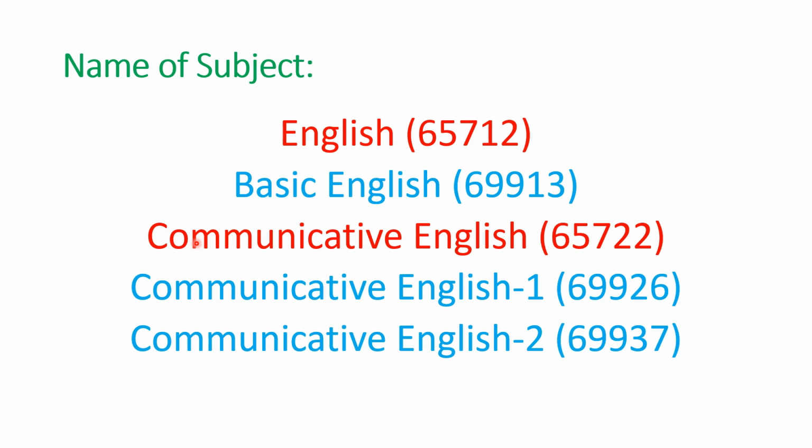And when you complete these two courses, you have to go to the upper level, that is Communicative English 1 and Communicative English 2. The last two subjects are for the students of tourism and hospitality.